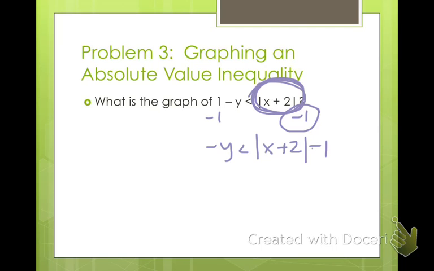Now, we want positive y, so we're going to multiply everything times negative 1. And do you remember when we changed the signs? We changed all the signs. So now y is greater than the negative absolute value of x plus 2 plus 1. Now we're going to go ahead and graph this on a number line.